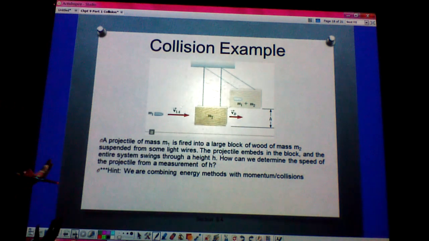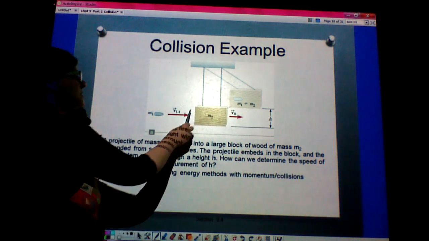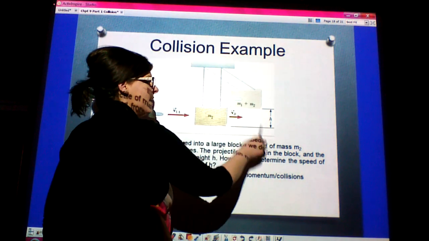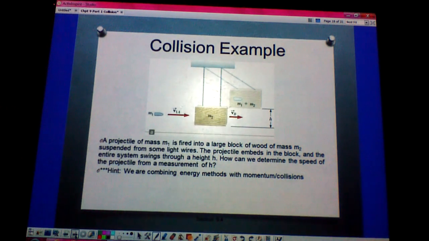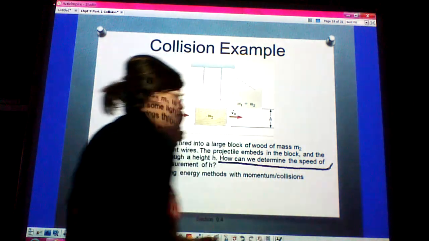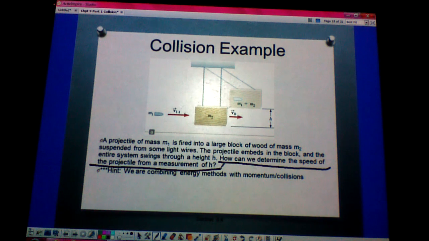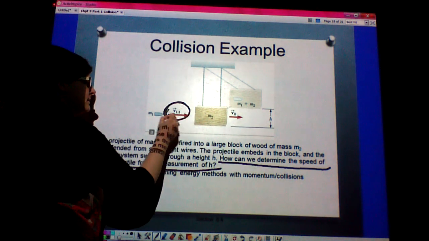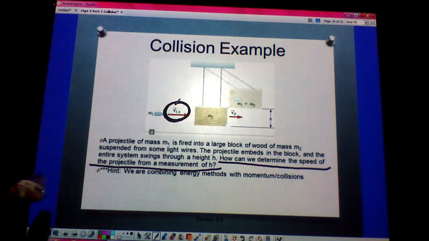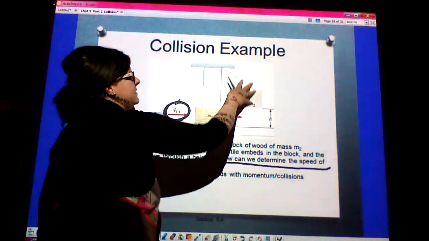So this would be an inelastic collision because these masses are now stuck together. And once that projectile embeds in the block, the entire system is going to swing up a specific height, which we'll call h. We are asked, how can we determine the speed of the projectile from a measurement of height? So I want to know, what is the initial velocity of the bullet before it comes in contact here and it embeds in the block?